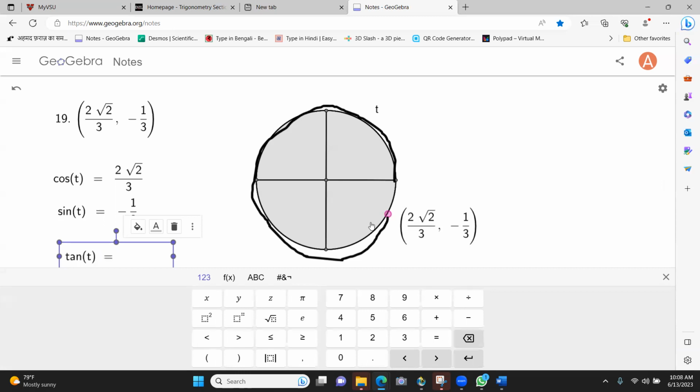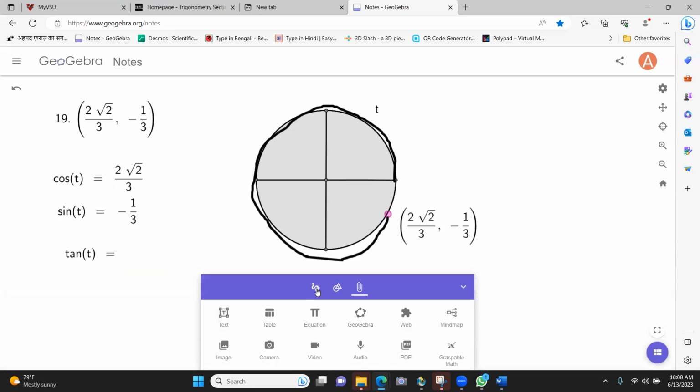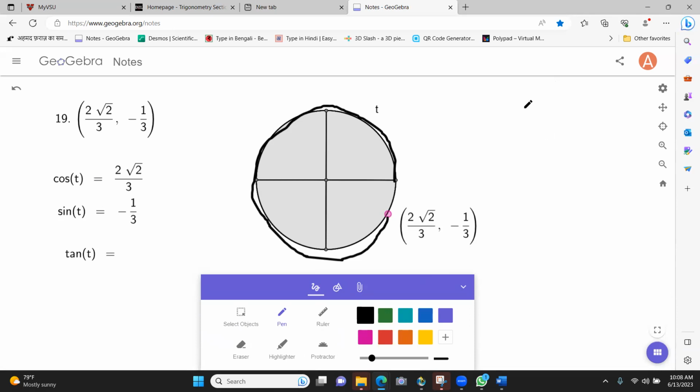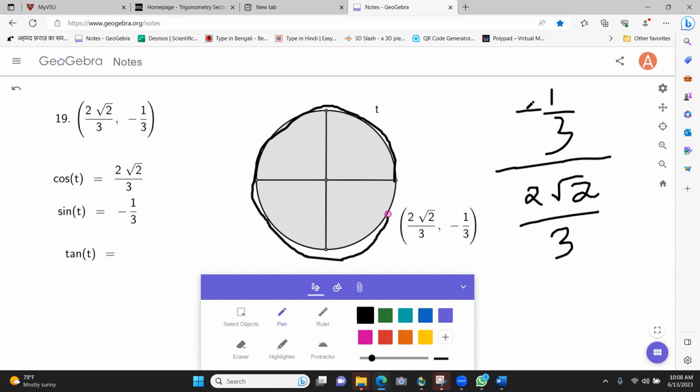Tangent t is sine over cosine, not the other way around. And I'm going to try to do my scratch work here. Sine over cosine. Now you have two fractions, okay? This is minus. Don't ignore it. If the denominators are the same, when you're dividing, you can cancel them, okay? What are you left with? Negative 1 over 2 over square root of 2.